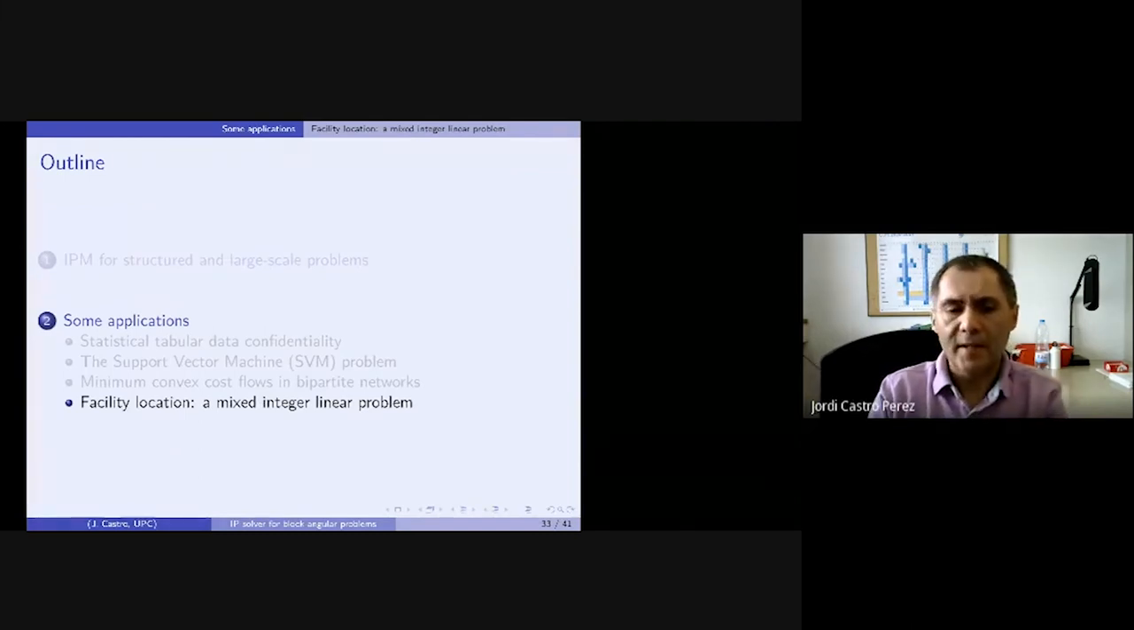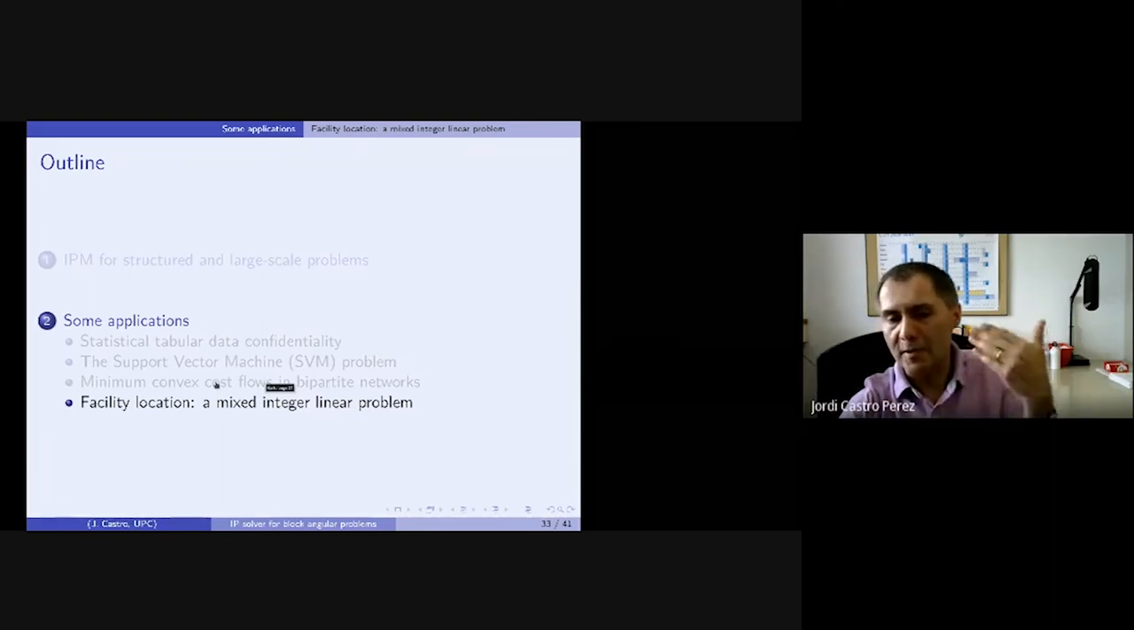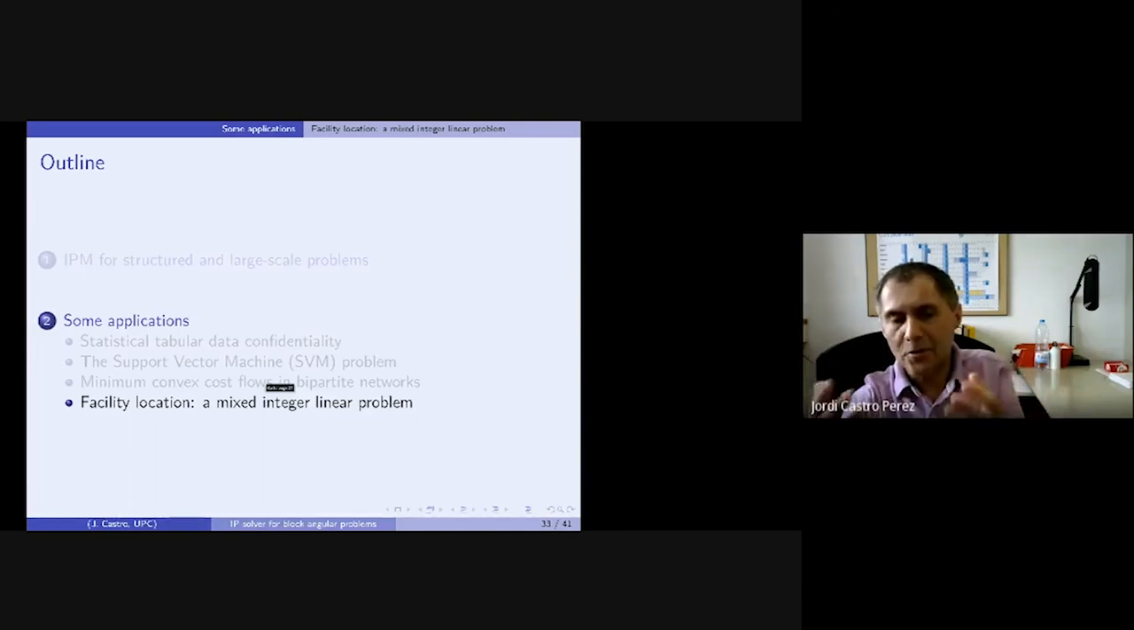Well, I will stop here, but I just want to tell you that we have also used this algorithm for the solution of facility location problems using Benders decomposition, because the subproblems of this Benders decomposition are very similar to the problems in the minimum convex cost flow. So if you can solve transportation problems very efficiently, you can apply it to facility location problems using block IP for the solution of the subproblems. But I think that's too much for today.